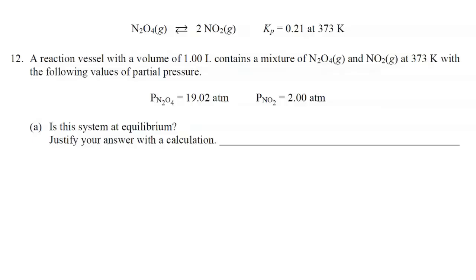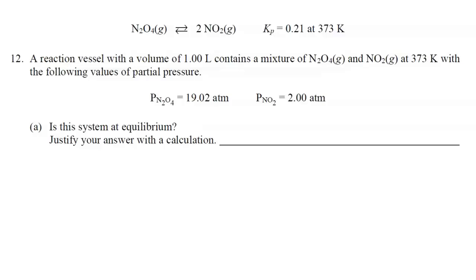So here in question 12, there are a lot of similarities. We have the same equilibrium system involving 1 mole of N2O4 decomposing to produce 2 moles of NO2. The value of Kp is the same at 0.21 at 373 Kelvin. It says a reaction vessel with a volume of 1.00 liters contains a mixture of N2O4 and NO2 at 373 kelvins with the following values of partial pressure.